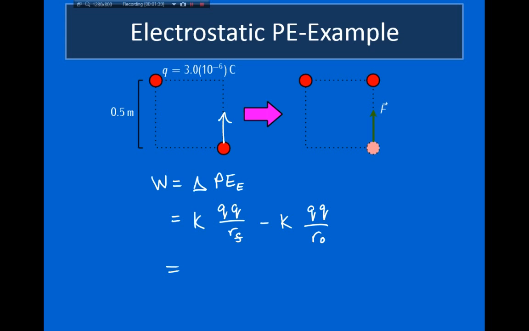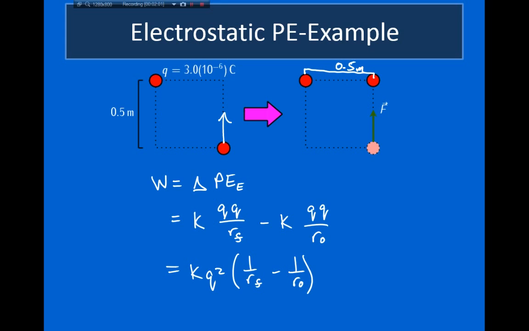And I can factor out KQ squared because that appears in both of these. So I have KQ squared times 1 over the final distance minus 1 over the initial distance. So the last thing I need to do, K is a constant, we know that. We were given Q. The final distance is going to be 1/2 of a meter.